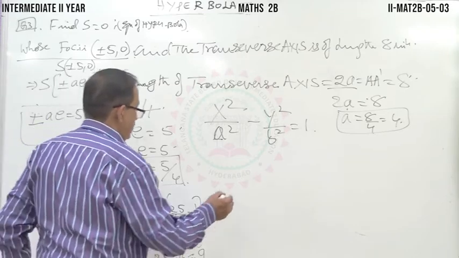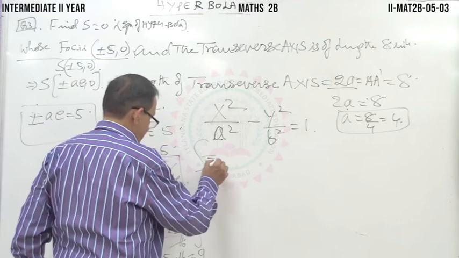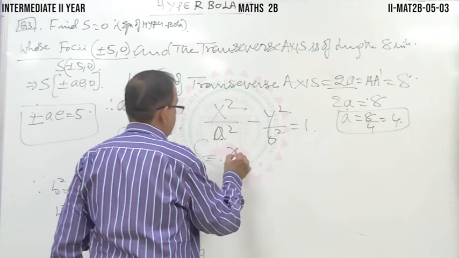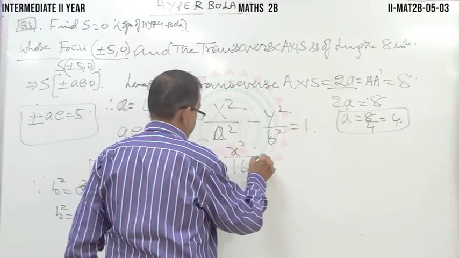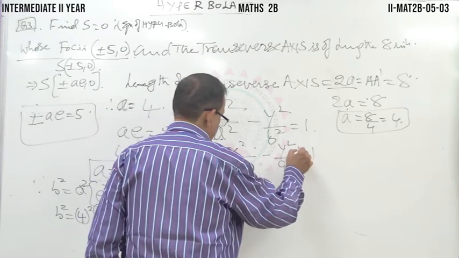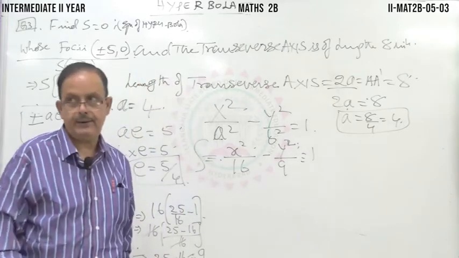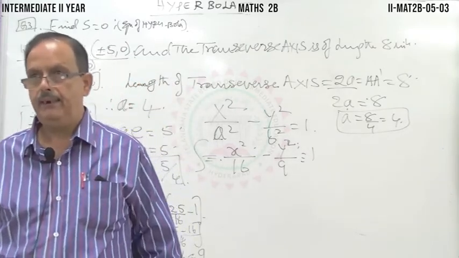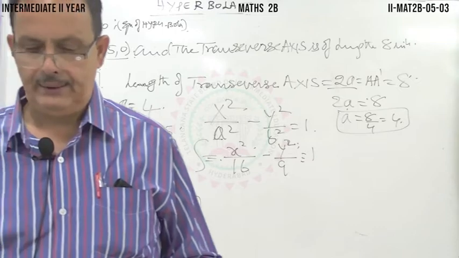And as you know, the equation of the hyperbola is x square by A square 16 minus y square by B square 9 is equal to 1. So we have come to an end of our required equation, and we substitute like this.